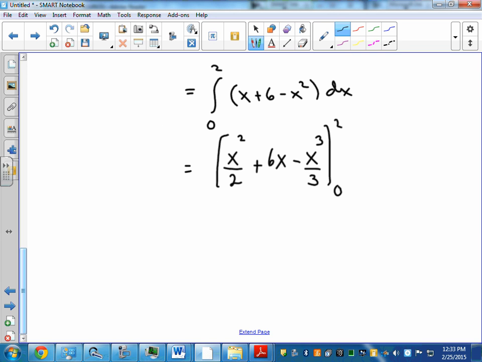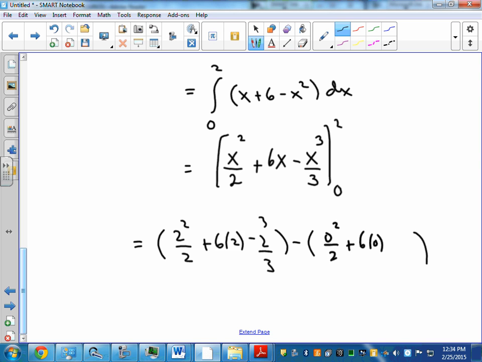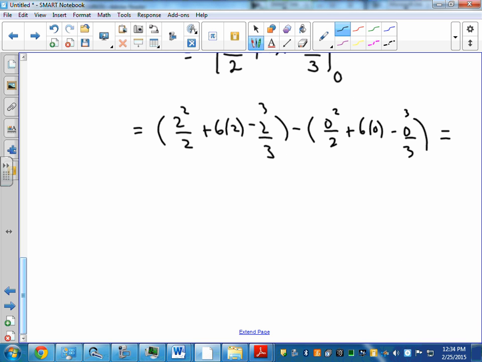And then to actually get the area, we're going to have to do the parentheses minus the parentheses. And in the first parentheses, you put the 2, so that's 2 squared over 2 plus 6 times 2 minus 2 cubed over 3. And in the second set of parentheses, you're putting the 0. So 0 squared over 2 plus 6 times 0 minus 0 cubed over 3. And we clean that up as best we can. So what do we have? This is 2 plus 12 minus 8 thirds. And notice that all of this conveniently is 0. Okay, so there's our answer.